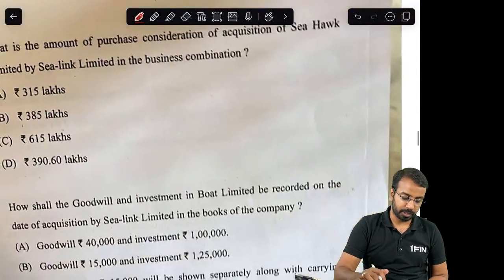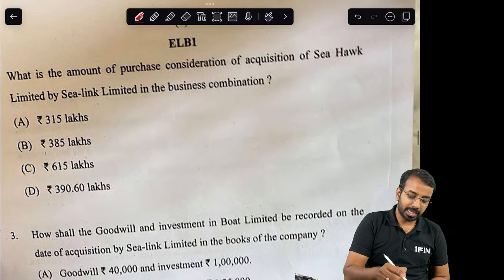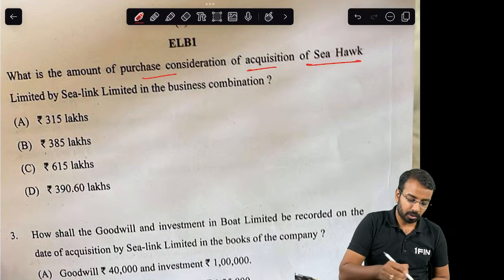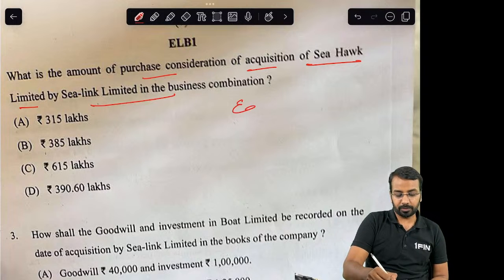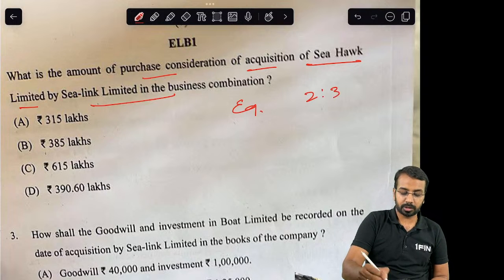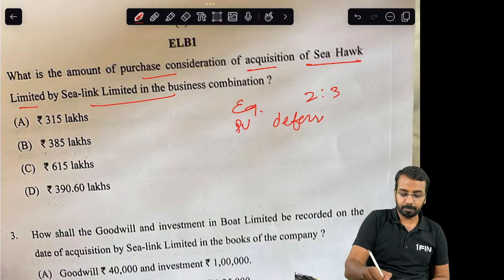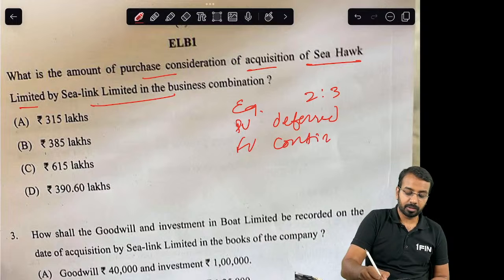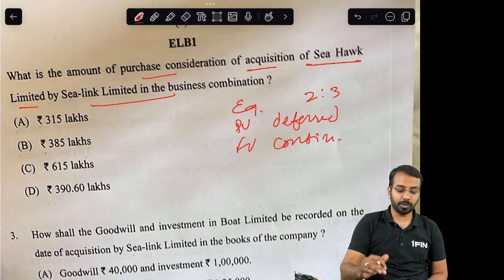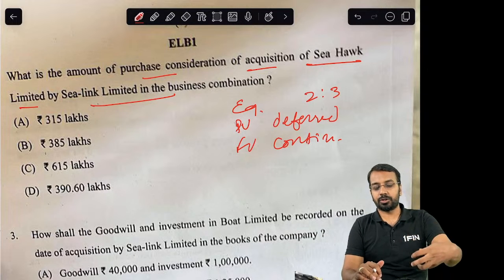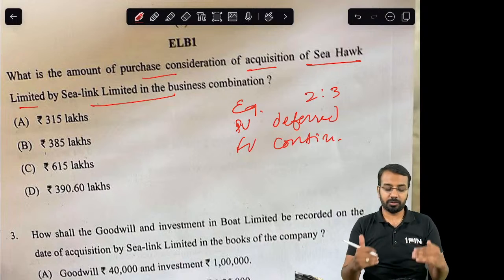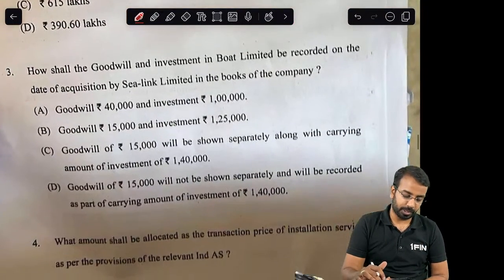Cash flow from operation. Then what is the amount of purchase consideration of acquisition of Seahawk Limited by C-Link? So here you have to take equity. The ratio has been given 2:3. Then you have the present value of deferred consideration. And then you have the fair value of contingent consideration. If you take all of three and total it, you can get to the answer. I'm not giving a detailed solution now. I'll prepare the solution and that will be provided to you separately.